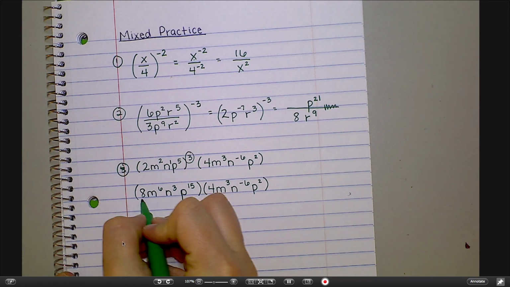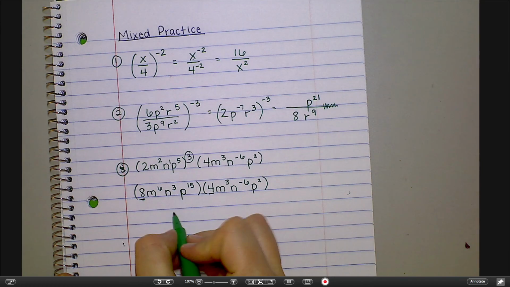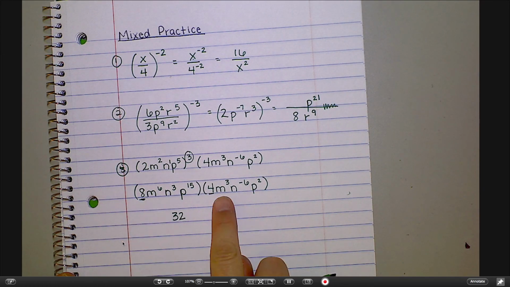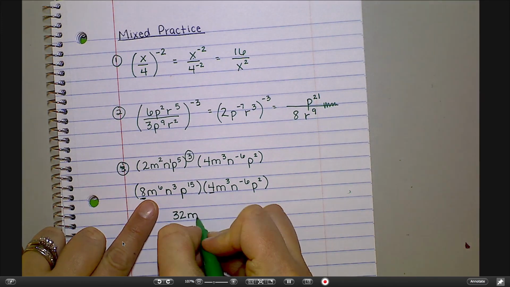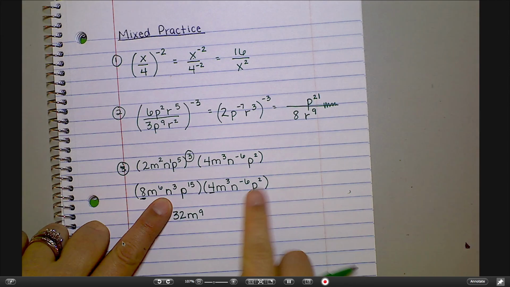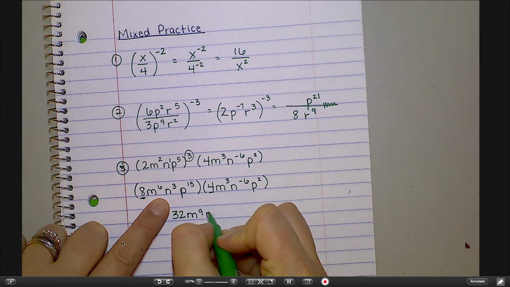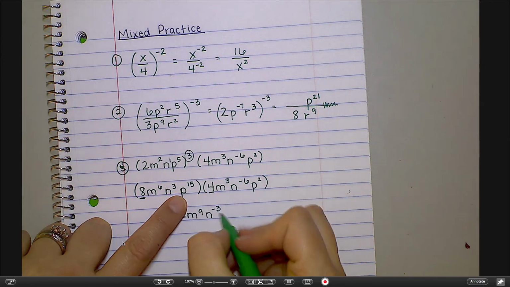So I'm going to, but first, what am I going to do with the 8 and the 4? Am I going to add those? No, I'm just going to multiply. So 8 times 4 is 32. But then the rest of these I'm going to add. So m to the 6th and m to the 3rd is going to become m to the 9th. N to the 3rd and n to the negative 6, I'm going to do 3 plus negative 6, which is negative 3. And then 15 plus 2 is 17.